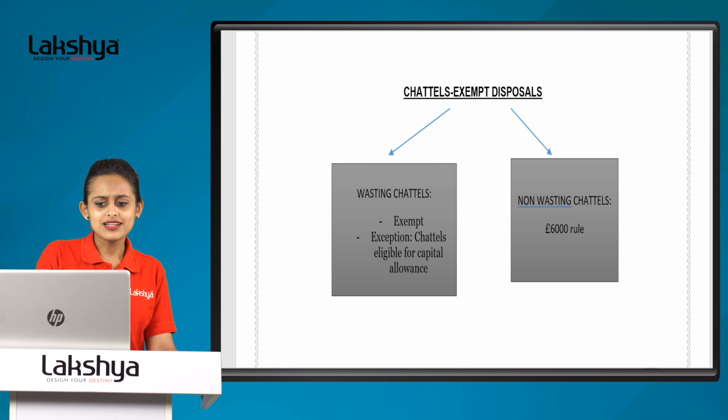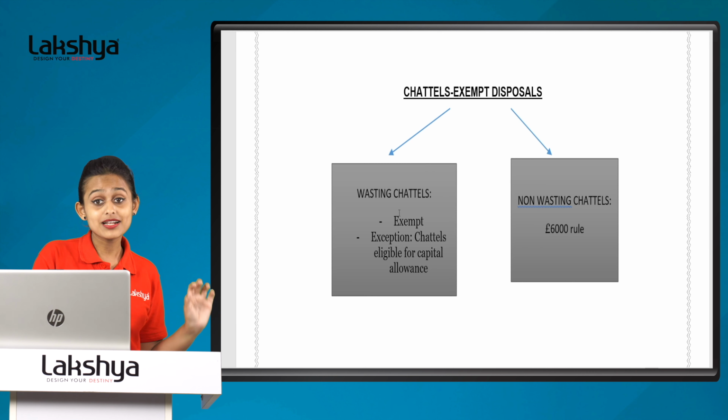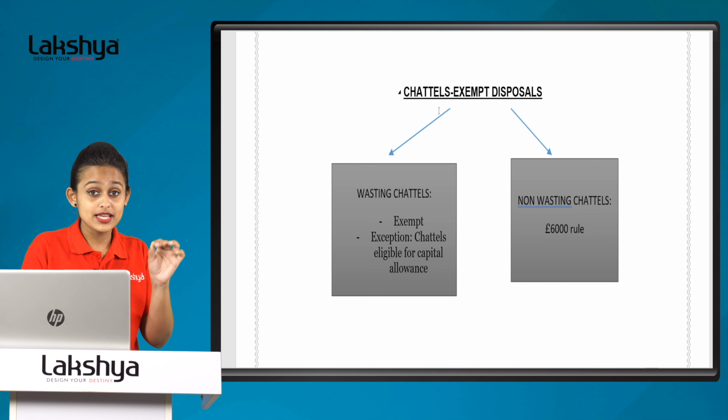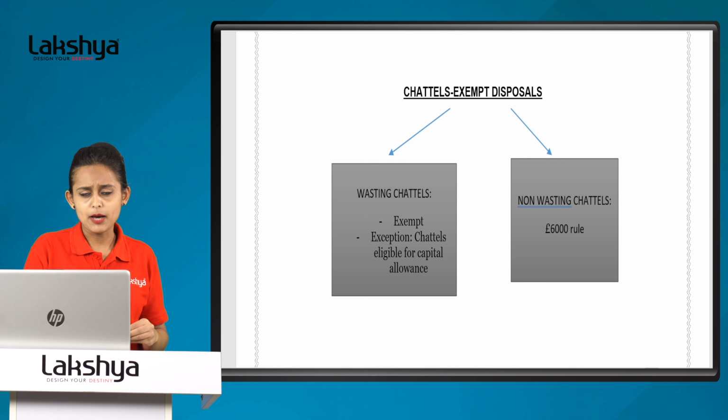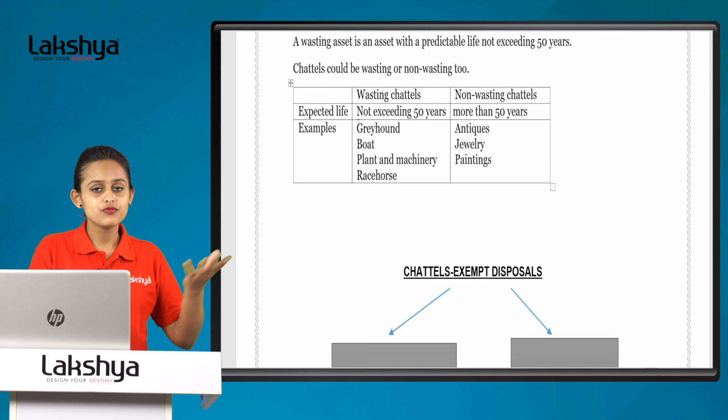Alright. Now, chattels, as we saw, can be wasting chattels and non-wasting chattels. Wasting chattels are all exempt. All wasting chattels are exempt except for one case, chattels eligible for capital allowance. Can you give me one example of a tangible movable property that has capital allowance? I'll show you the list. So, these are some wasting chattels we saw.